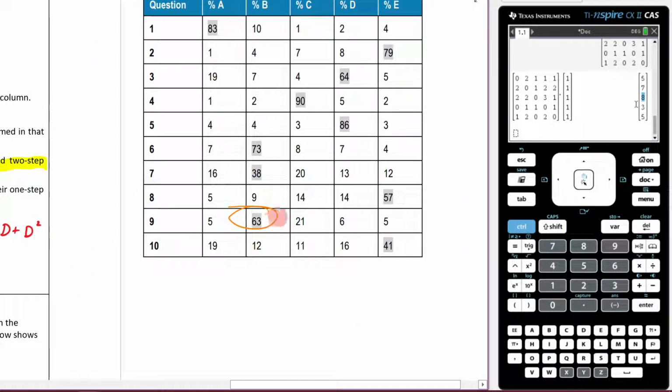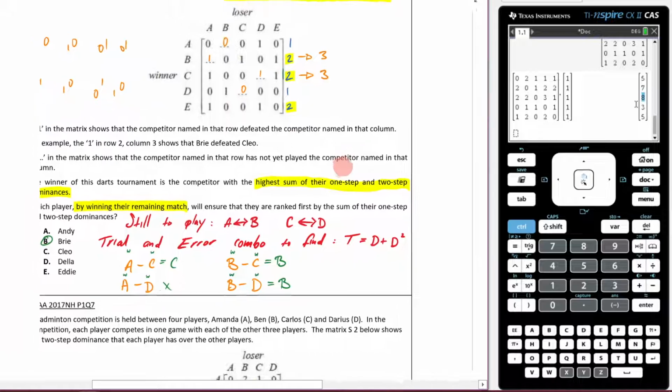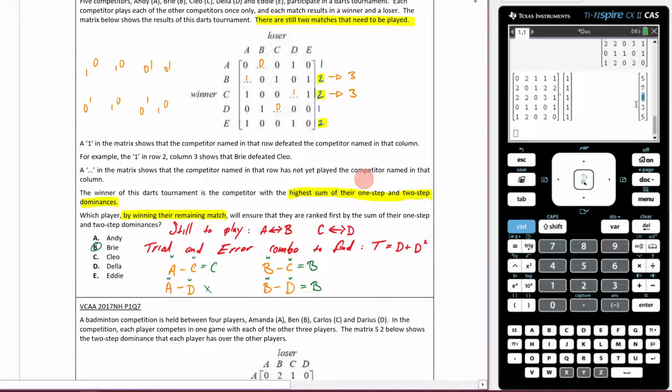And as you can also see, 63% of people got this correct. That's a pretty high percent of people getting it correct. I believe that the way that they got it correct is just by thinking through what I did at the very beginning and saying, B and C are both on 2 wins. Let's give them both one more win. In this scenario, B wins on the 2-step dominance, and they didn't actually go through each trial and error, just saying it's most likely that B is going to win here based on that logic.